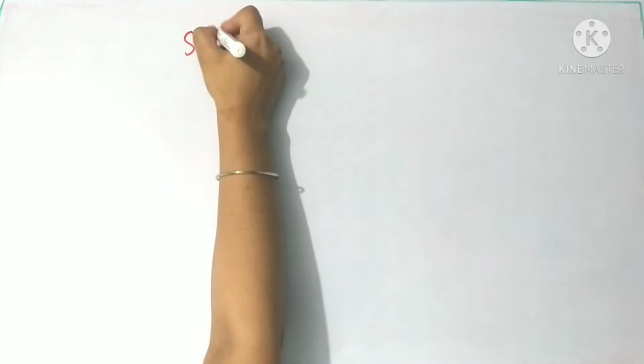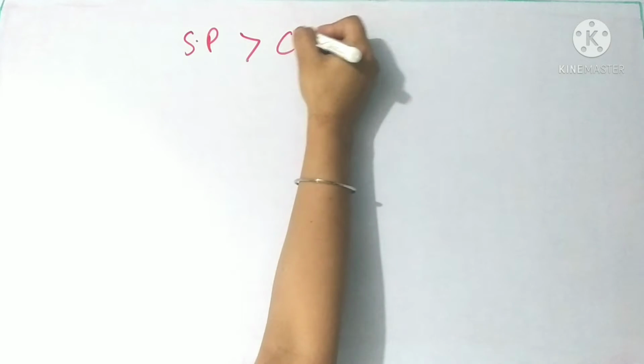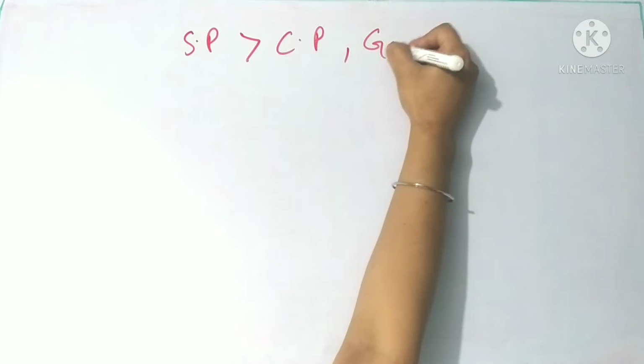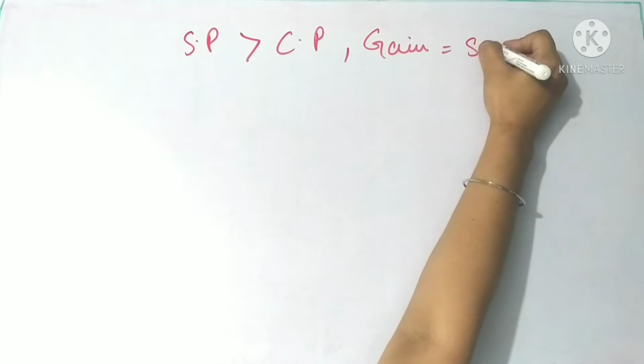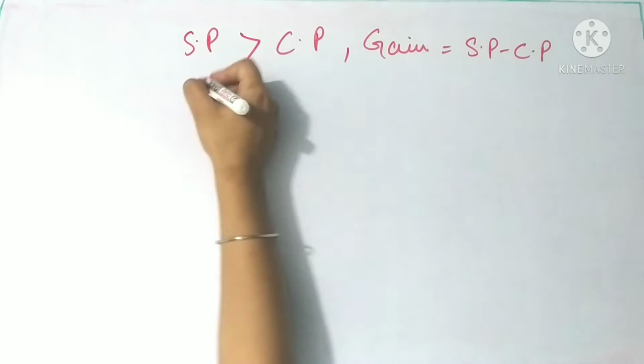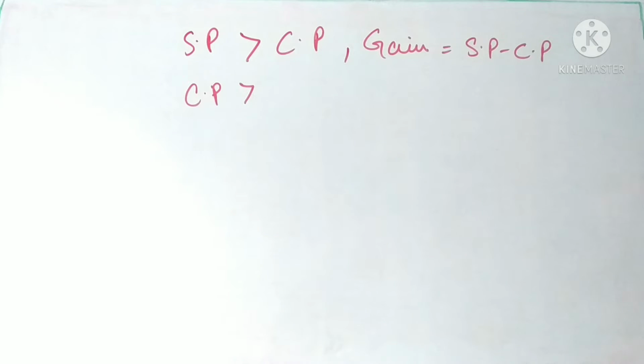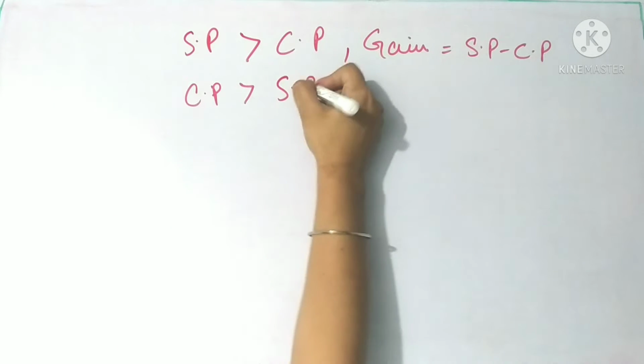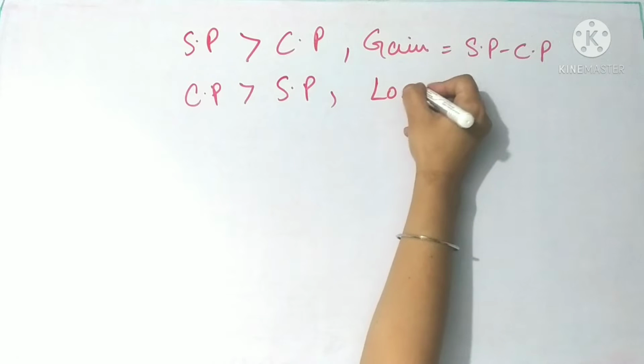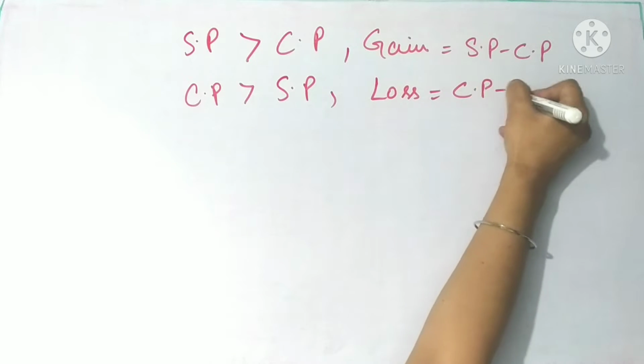Know the general formula: if SP, that is the selling price, is greater than the cost price, then we get gain, which is equal to SP minus CP. And if the cost price of the articles or other things is greater than SP, then we get loss, which is equal to CP minus SP.